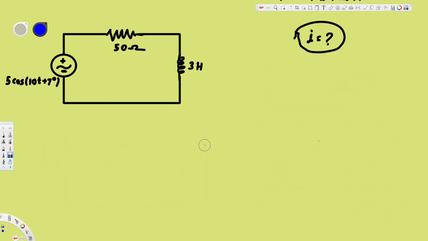What's going on, guys? In this video we are going to see an example of phasor. In this particular problem we are asked to find the current in time domain. Here we have the circuit in time domain.